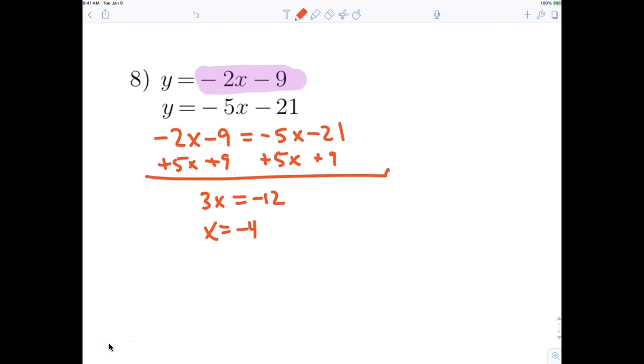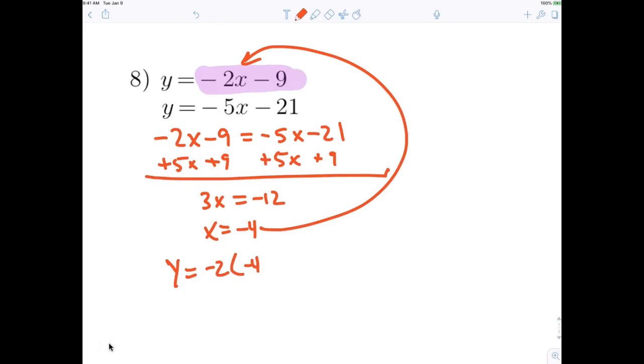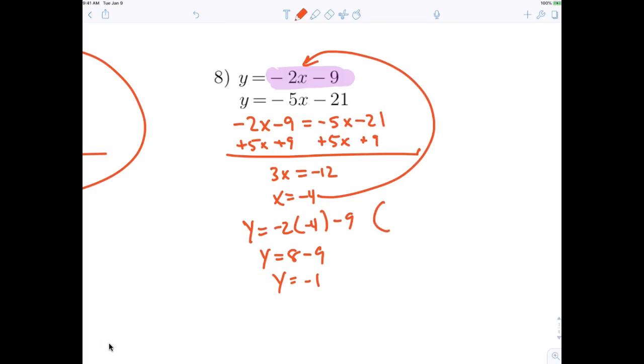Now, you plug negative 4 back in for x. So y equals negative 2 times negative 4 minus 9. Y equals 8 minus 9. Y equals what? Negative 1. So my answer is negative 4 comma negative 1.